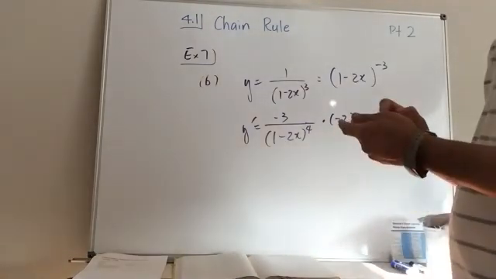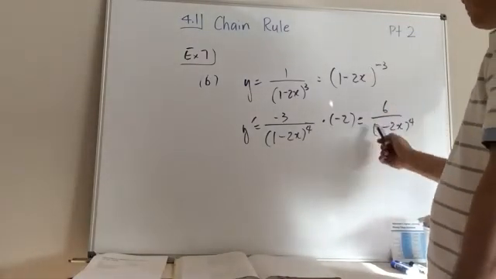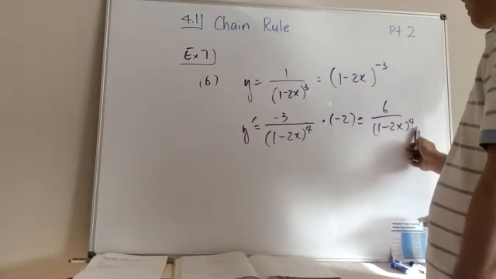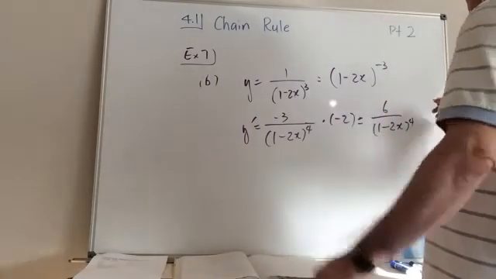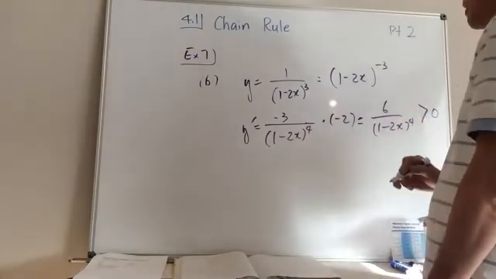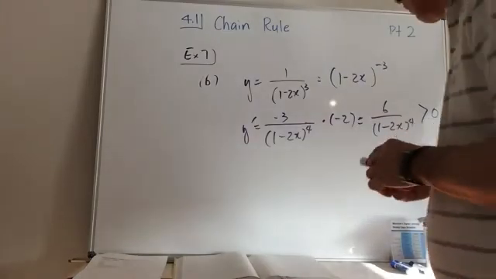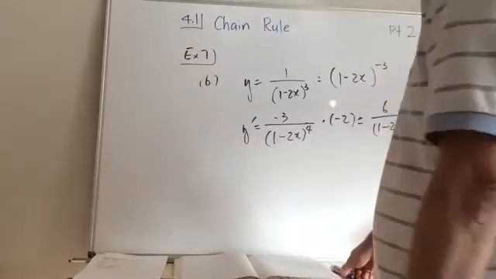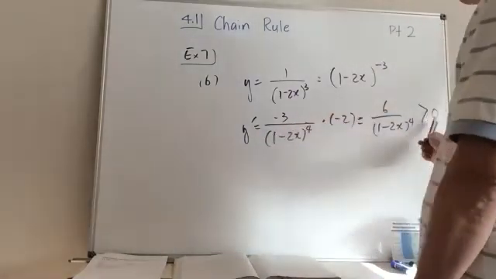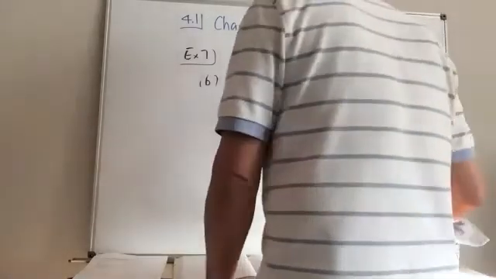As we can see, the top is positive, and the bottom is always positive because it's to the 4th. So you have positive divided by positive. This is always positive, always greater than 0. And that's what they're talking about. Since y prime is always positive, the tangent lines always have positive slope.